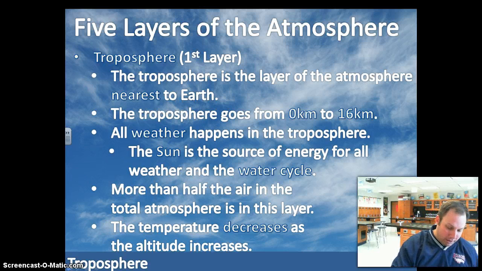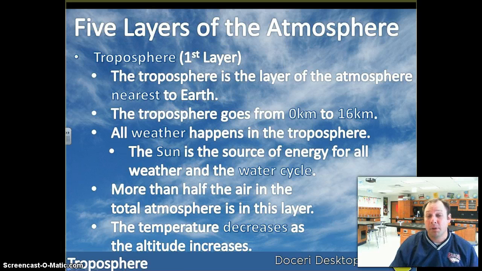So let's talk about the 5 layers. The first layer is the troposphere, and we'll talk about a couple of characteristics of each layer. So troposphere, that is the layer that is closest to the Earth. That is the layer that we all live in, obviously being on the Earth's surface, is in the troposphere.